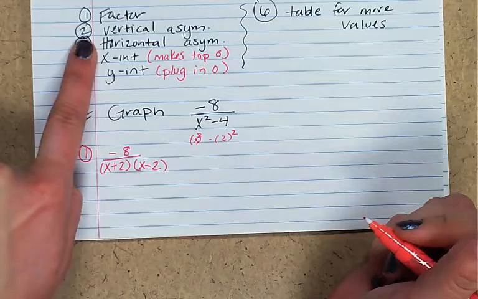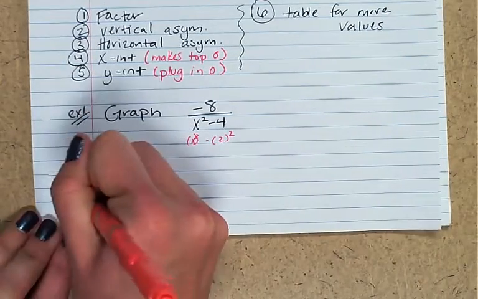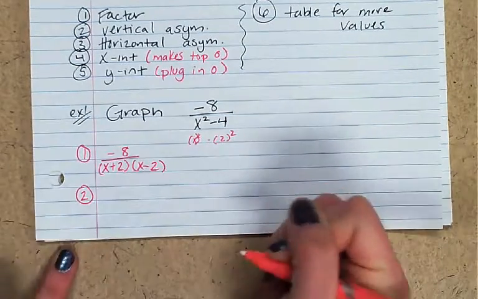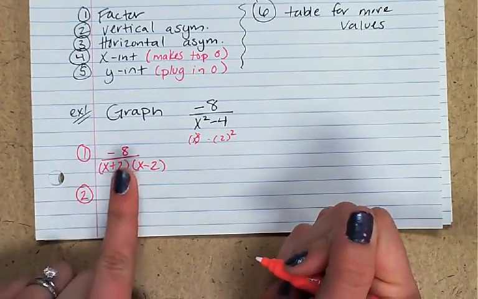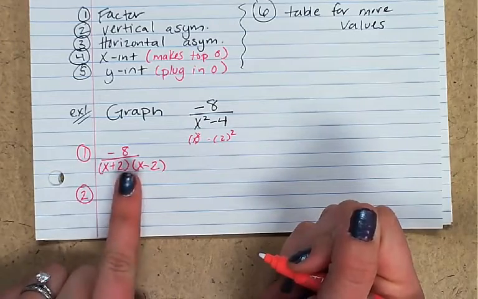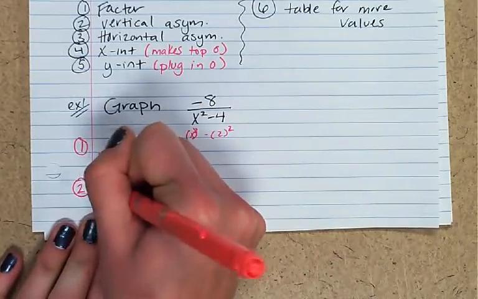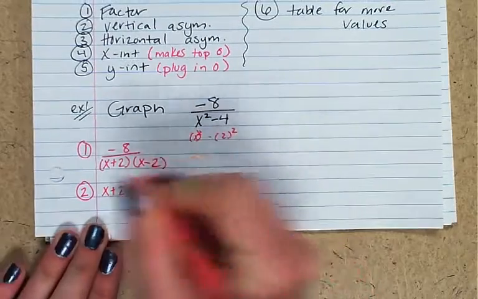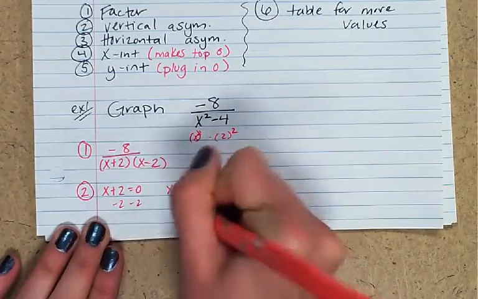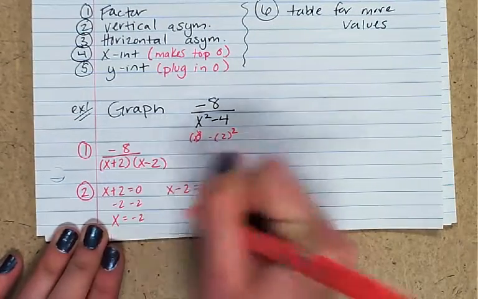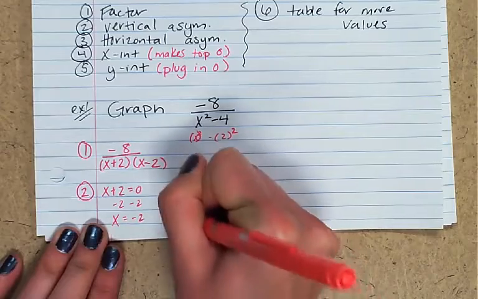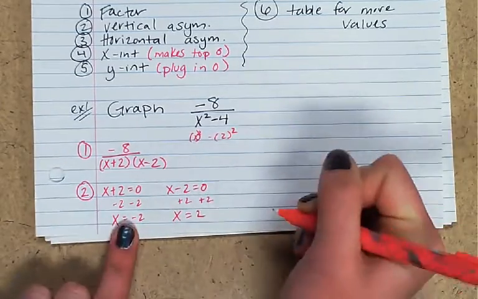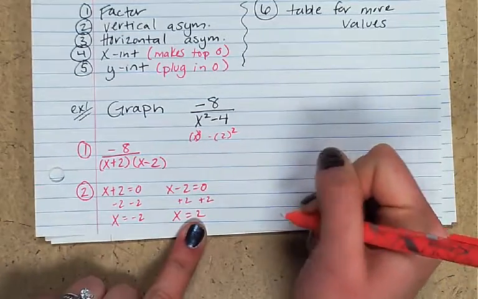Next, we're going to figure out what our vertical asymptotes are. So what makes the bottom 0? Okay, so when you have something like this, what's going to make it 0 is if x plus 2 equals 0 or x minus 2 equals 0. So we are going to have vertical asymptotes at -2 and +2.